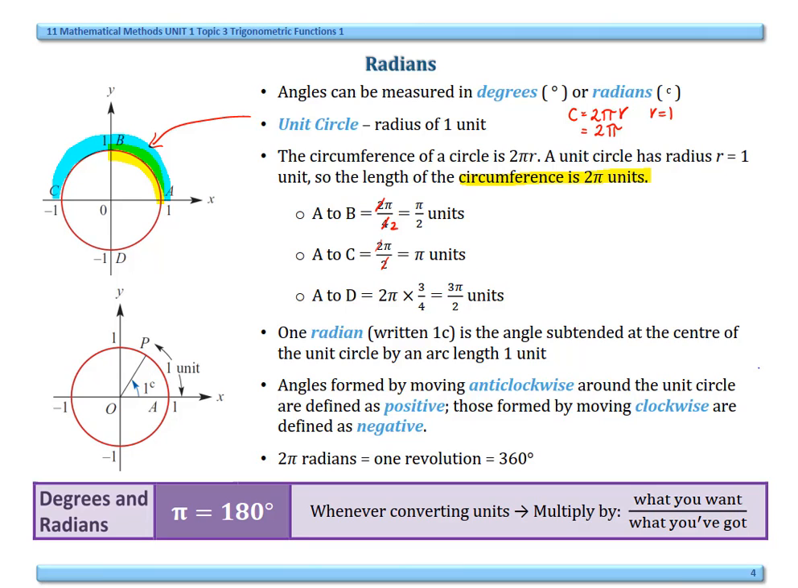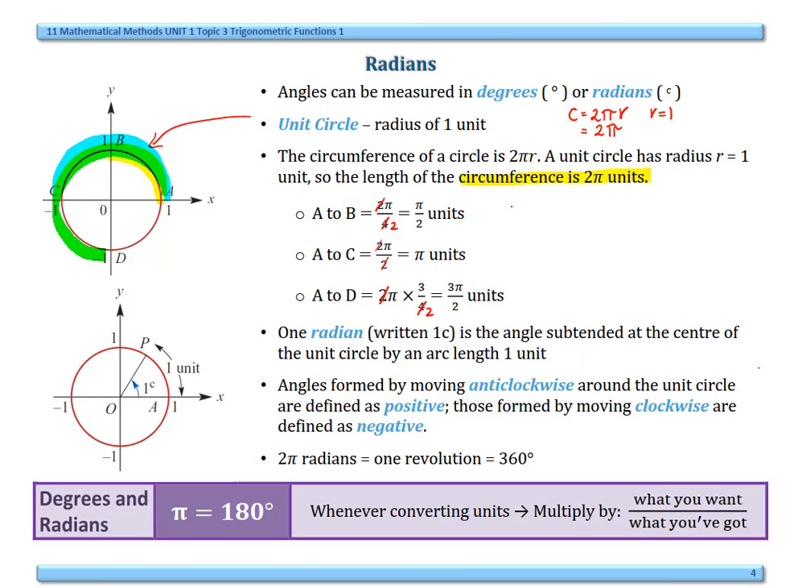Going from A all the way around to D, that's 3/4 of a circle. So our circumference would be 2 pi times 3/4. And the 2 can cancel. That leaves 3 pi over 2.